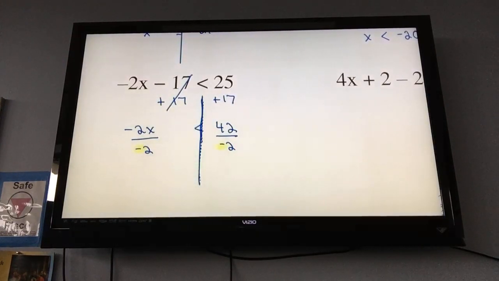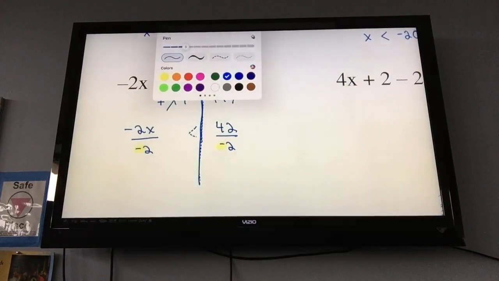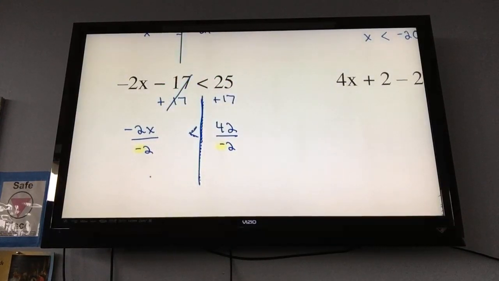First I'm going to move this, so we can see it better. Less than. So I'm going to have x is greater than negative 21. So again, I divided by a negative, so I switched the direction of that symbol.